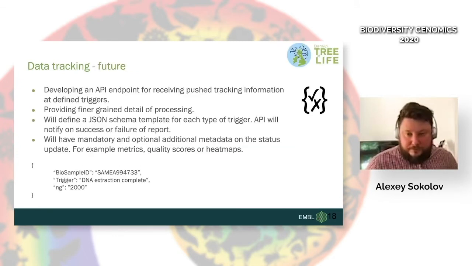And for the future, we will develop API endpoints for receiving pushed tracking information. It will provide us with more fine-grained detail of processing. We will define a JSON schema template for each type of trigger. And we'll have mandatory and optional additional metadata on the status update. For example, it might be metrics, quality scores, or heat maps.